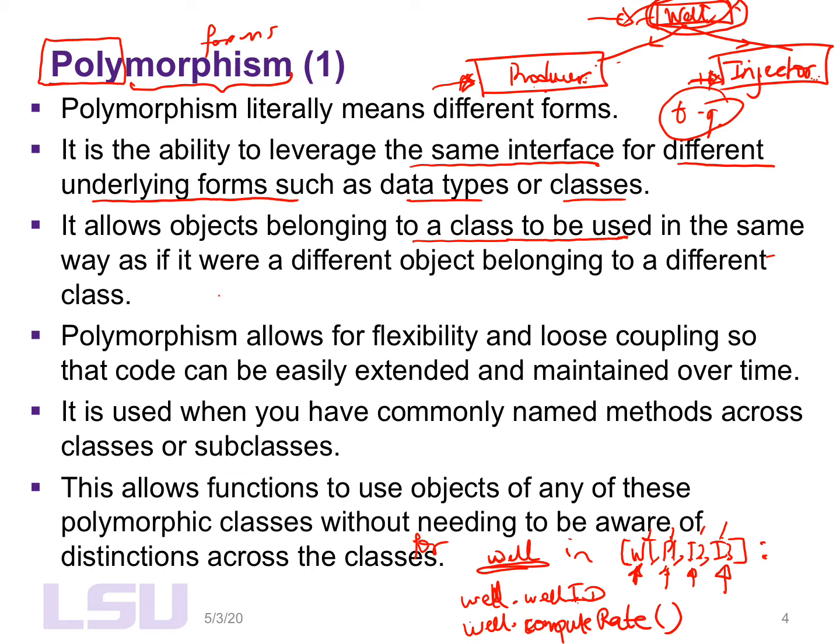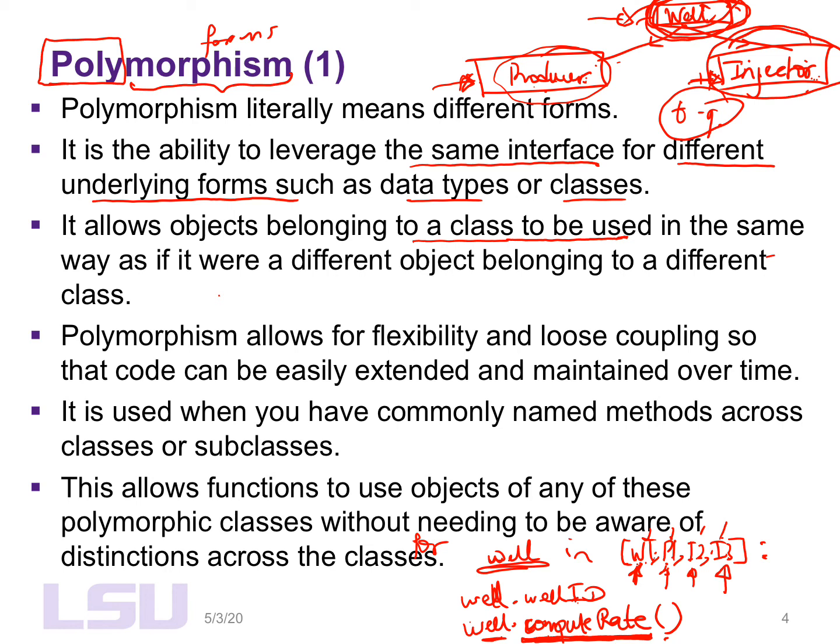And because there is a method called compute rate in all three different classes, at runtime when this code is running, it will automatically choose the right method to use depending on what object well 1, producer 1, injector 2 is. So for well 1, it's going to use the compute rate defined here. For producer 1, it's going to use the compute rate defined in this class. For injection well 2, it's going to use the compute rate defined in injector. That's basically polymorphism.